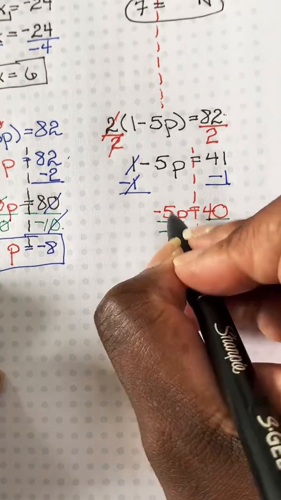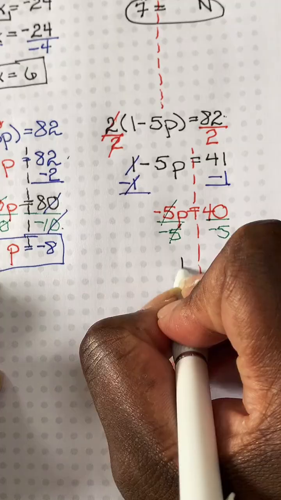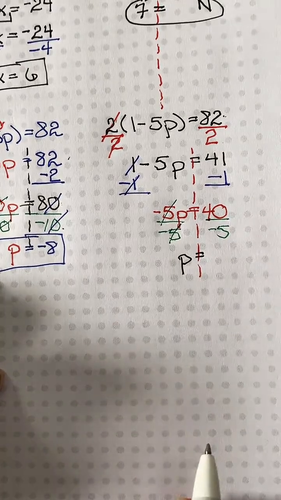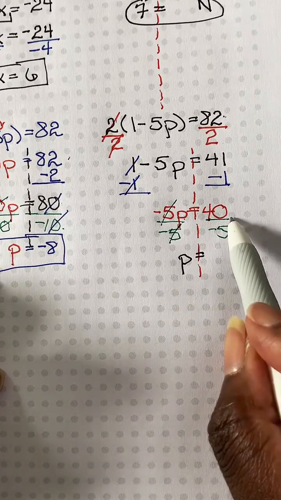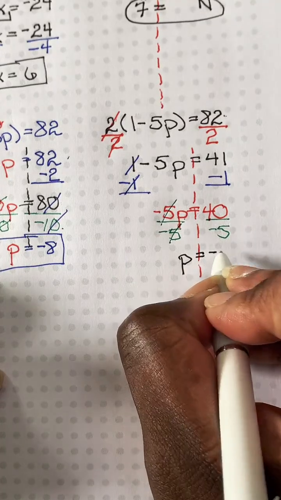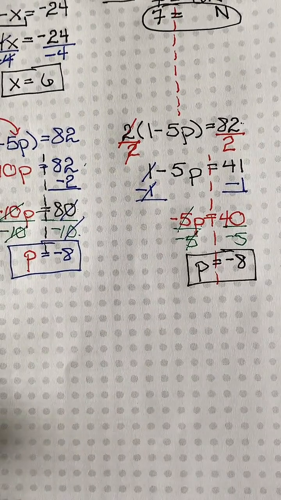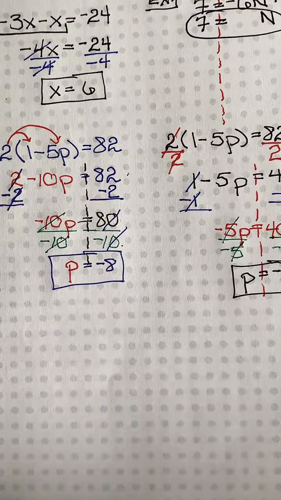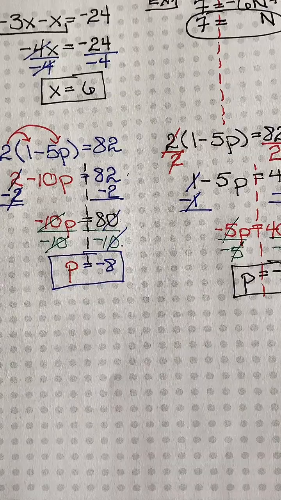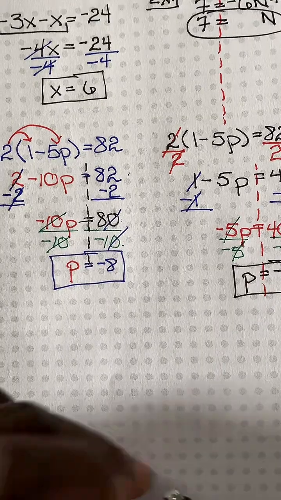So -5 divided by -5 gives me a 1. Do I have to write the 1? No, because I still have the p. Okay? 1p, 1p. Equal sign, equal sign. 40 divided by -5 gives me a -8. Okay, notice, you get the same answer. Watch your signs. Okay, watch your signs. You guys can do this. Now you guys can definitely do this.